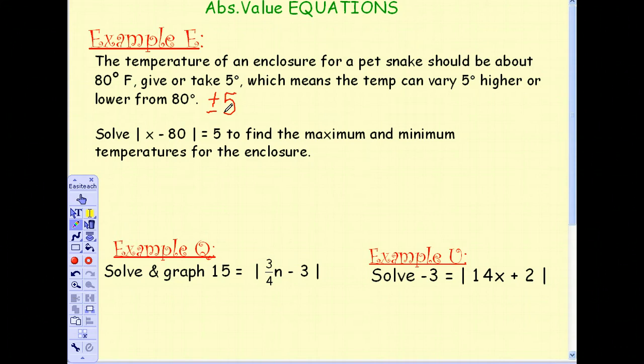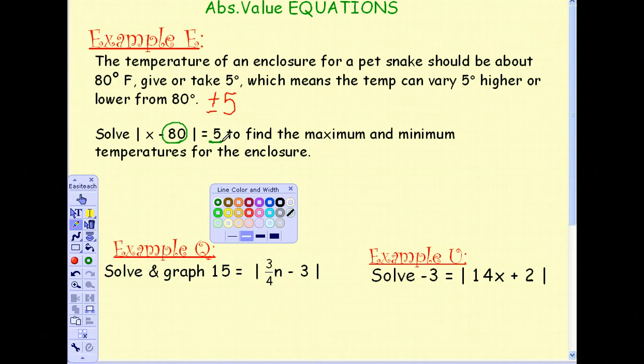So 80 is our optimal temperature, but the temperature can vary 5 degrees either direction. This is an example of absolute value. So this is taking a real life example, temperatures or margin of error of an election, and putting it into mathematical terms and mathematical equations. The mathematical equation is the absolute value of x minus 80 equals 5. Remember from before, this 80 is like our middle number, and the distance for each of the solutions is given by that absolute value. So in this case it's given by that 5.